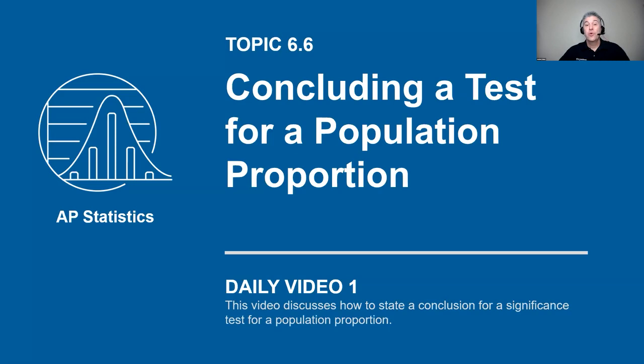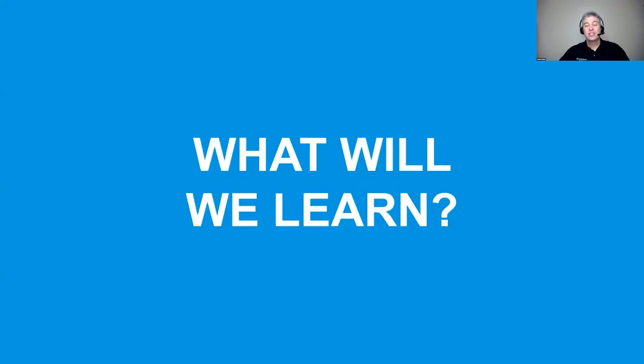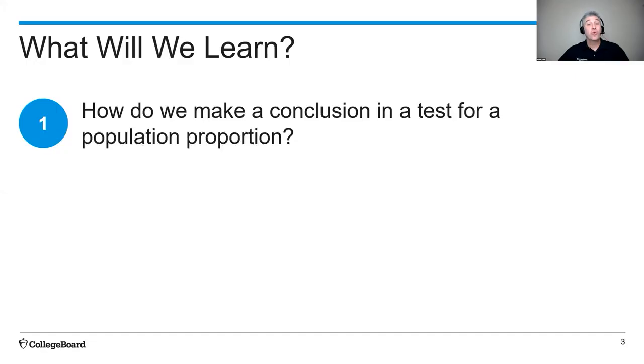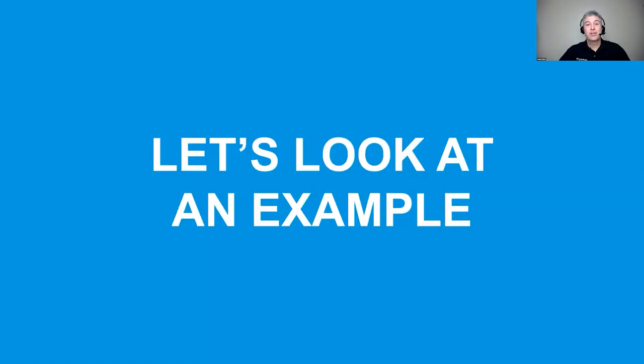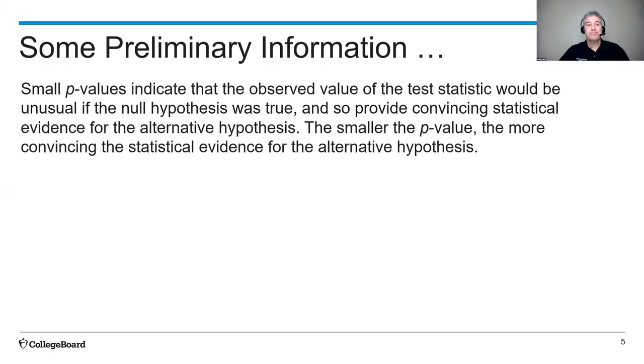In this video, we'll discuss how to state a conclusion for a significance test for a population proportion. Let's start by talking about what you'll learn in this video. There's actually only one question that we'll address, but it's a really important question. And that is, how do we make a conclusion in a test for a population proportion? Let's start by looking at an example. Well, before we do that, actually, let's look at some preliminary information.